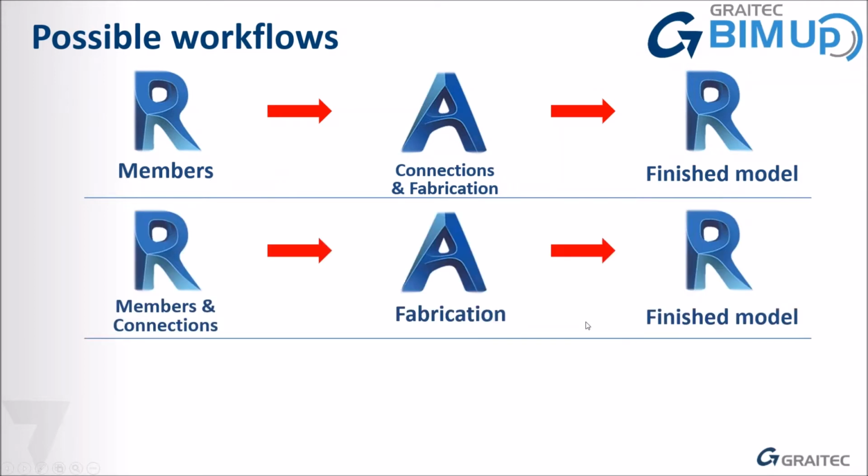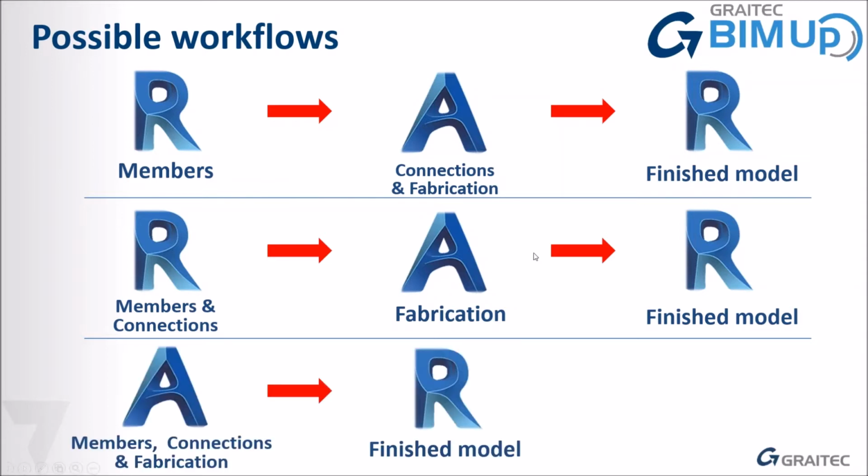Another workflow you could look at is where you use the Steel tab in Revit a little bit more. So you model all the members, but you also model all the connections, or as much as you can do within Revit. Then you send that finished model to Advanced Steel, where you run the fabrication drawings and the lists and everything like that, and then finally send it back to Revit for the finished model.